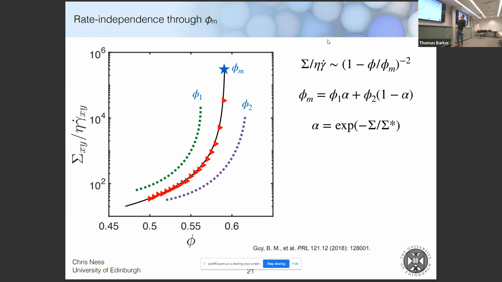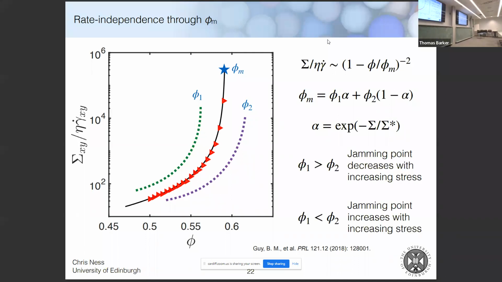And we can construct a mathematical form for that using quite simple, this is probably the simplest one you could do, in which you make the active phi m be some linear interpolation between two values, so phi 1 and phi 2, let's say, and then have that interpolation happen as a function of the stress through some parameter like this. So this is just the stress relative to some stress scale. So what would happen in this system is that depending on which way around you specified this phi 1 and phi 2, I've drawn it this way around.